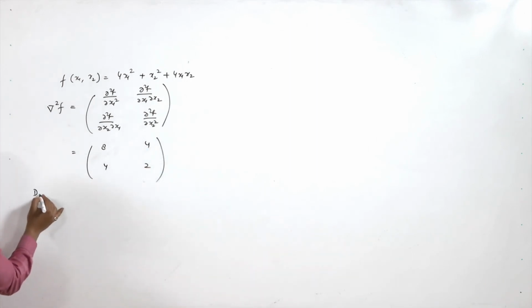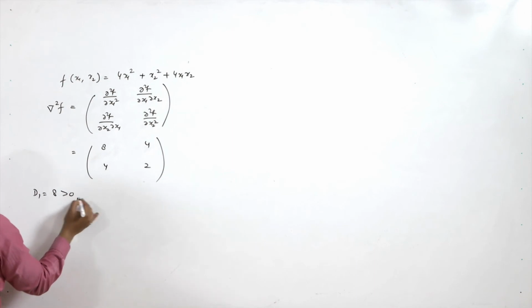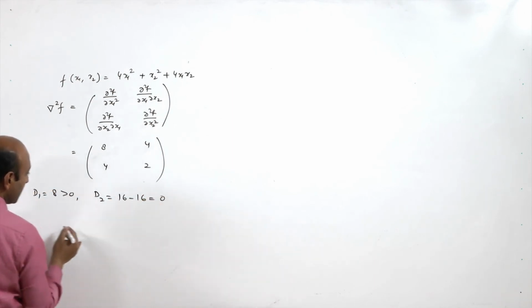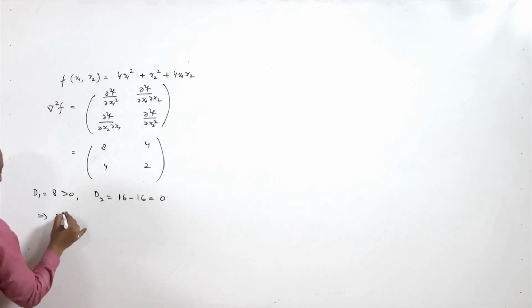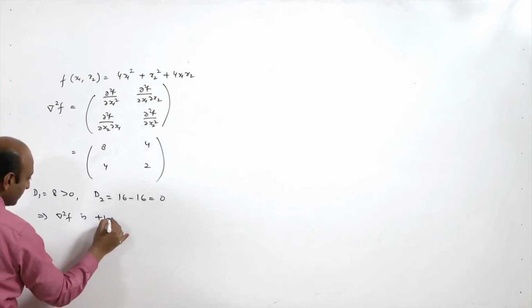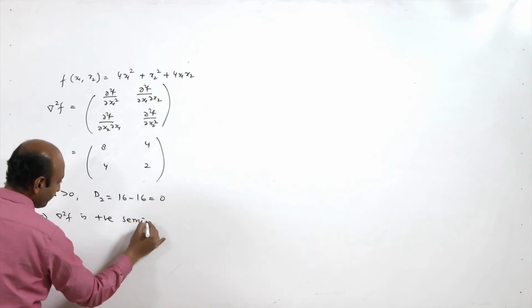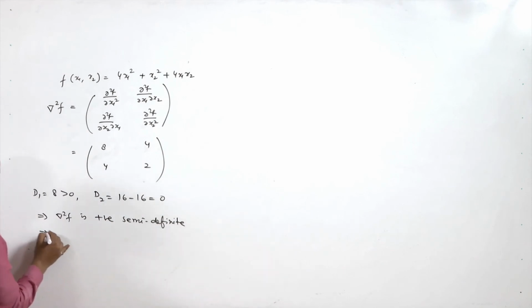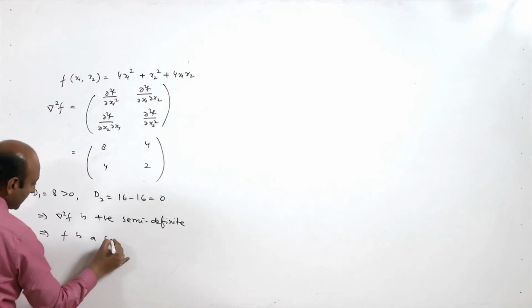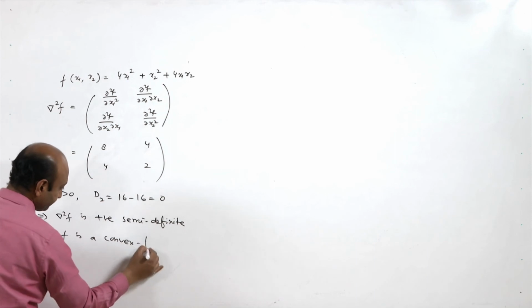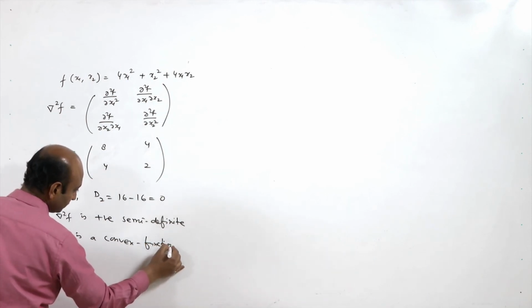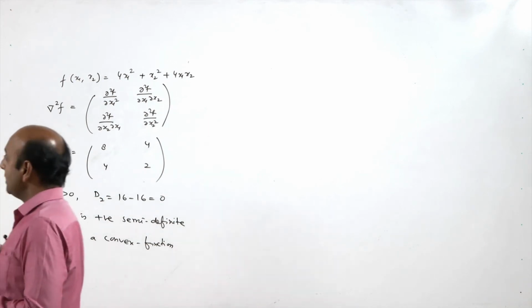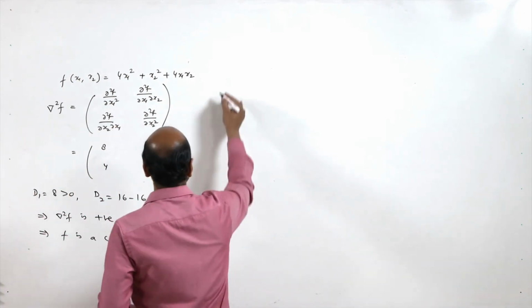Now, what is d1? d1 is 8, strictly greater than 0, and what is d2? d2 is 16 minus 16 equal to 0. So, that implies this Hessian is positive semi definite, and that implies f is a convex function. Now, similarly, you can check for the second problem.